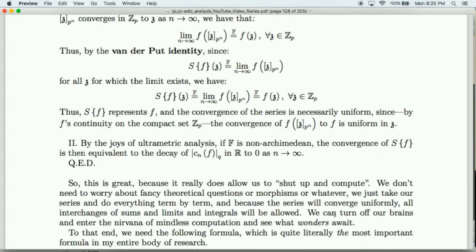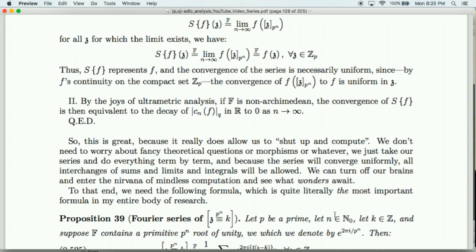So this is great, because it shows that we really can just shut up and compute. We don't need to worry about fancy theoretical questions or morphisms or whatever. We just take our functions, write them as VDP series, and interchange summation with whatever operation we want to do. Because it's uniformly convergent, we don't need to worry about interchanges, and we can then turn off our brains and enter the nirvana of mindless computation, where we can see what wonders await us.